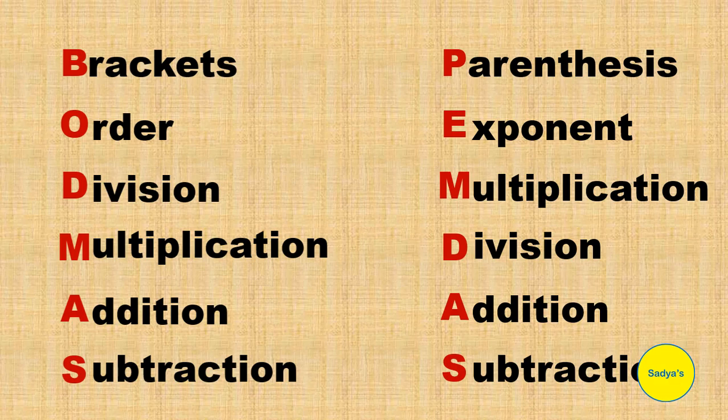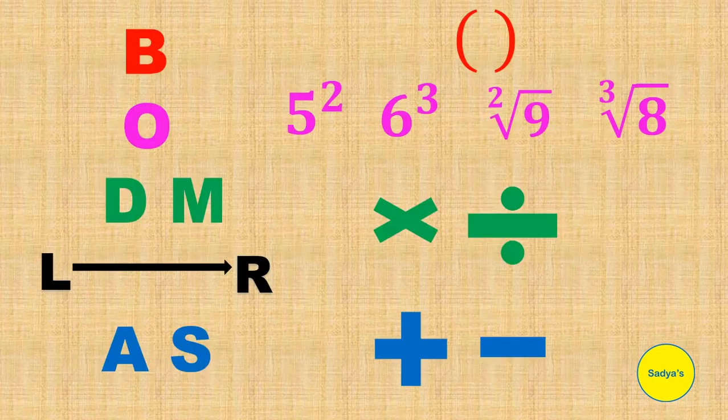So instead of writing all the letters of BODMAS vertically, I really like to write it like this. First of all, brackets, then order, then division and multiplication from left to right, and then addition and subtraction from left to right. Let's look at some questions.